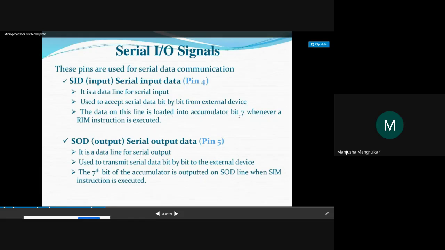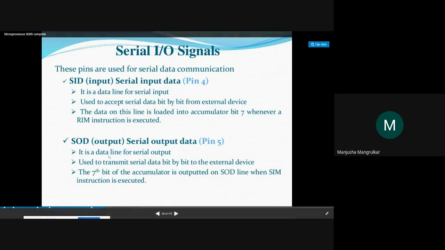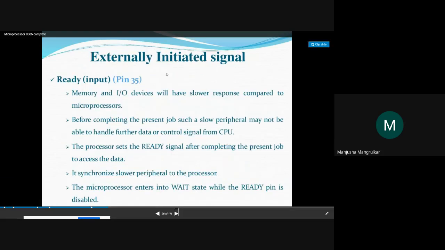The data on this line is loaded into accumulator bit 7 whenever the RIM instruction is executed. There are two instructions, RIM and SIM. So SOD pin means what? Serial output data. The microprocessor is outputting data to other devices in serial mode. It is a data line for the serial output used to transmit the serial data bit by bit to the external devices. The seventh bit of the accumulator is output on the SOD line when the SIM instruction is executed, right? For SID, the RIM instruction is used. For SOD, the SIM instruction is used. We'll see this later when it comes to the instruction set, right?